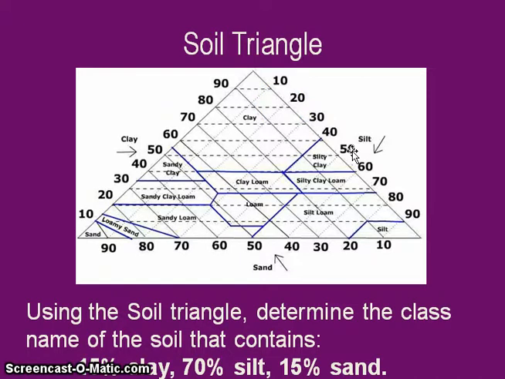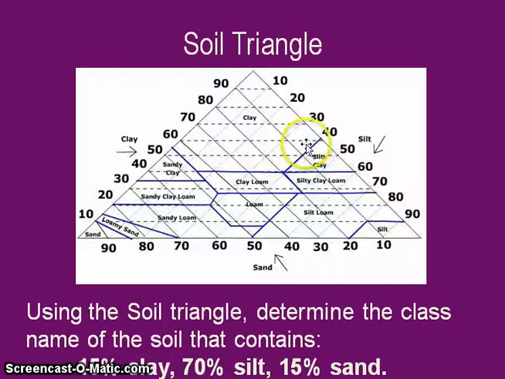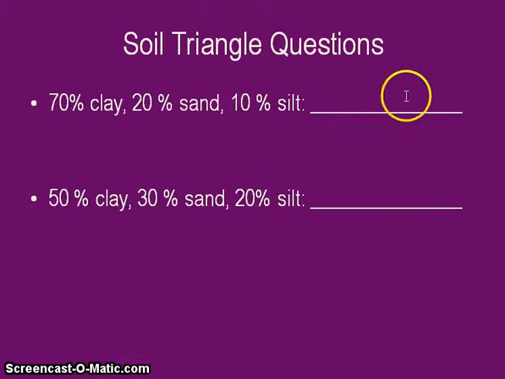And for the second one, which was 50% clay, 30% sand, and 20% silt, you actually also land within the clay section. So for both of these, you should have gotten clay as the soil texture for those proportions of sand, silt, and clay. Again, if you did not get those, please make sure you are asking for help as to where you went wrong.